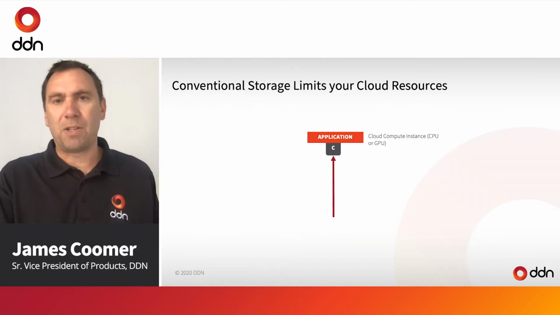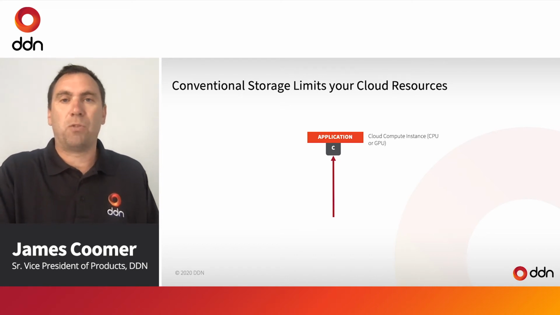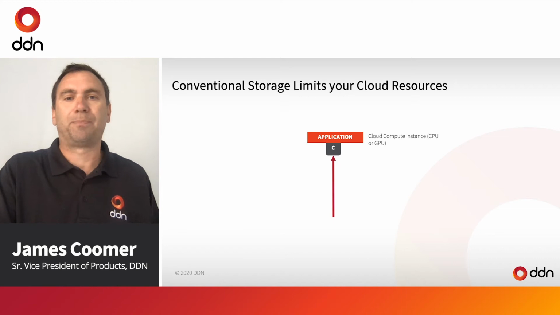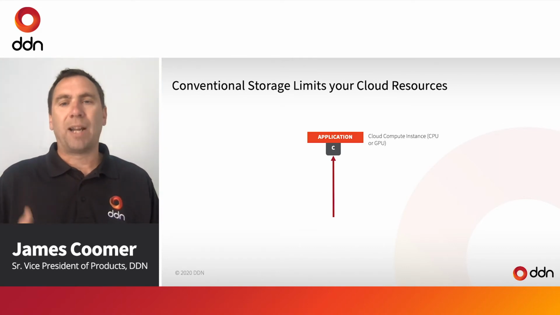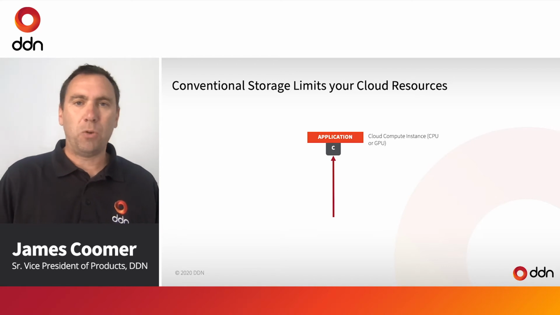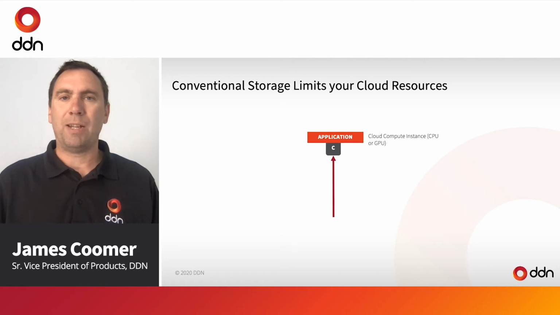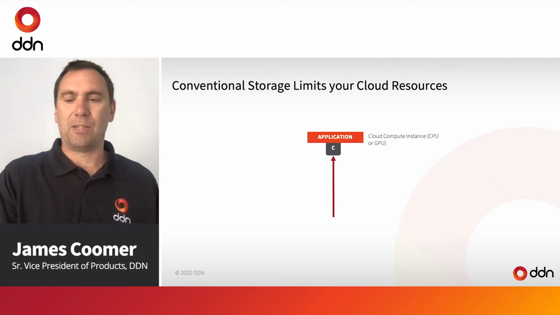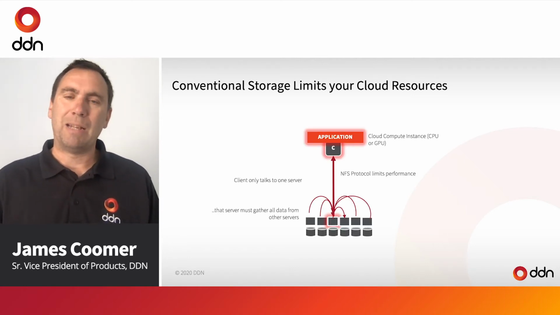So how is this different from conventional storage? Typically, by conventional, we're talking about NFS storage, so shared file storage. Well, conventional storage does limit your cloud resources in multiple ways. Firstly, you have an application running on a cloud instance. That might be a GPU or a CPU instance. We might be doing analytics, high performance computing, or AI training or inference workloads on these compute instances. And the first issue is that the network protocol, the NFS protocol itself, is a limiting factor.